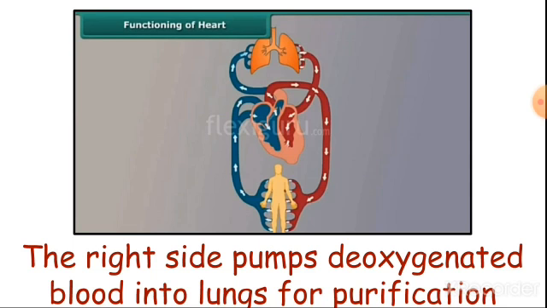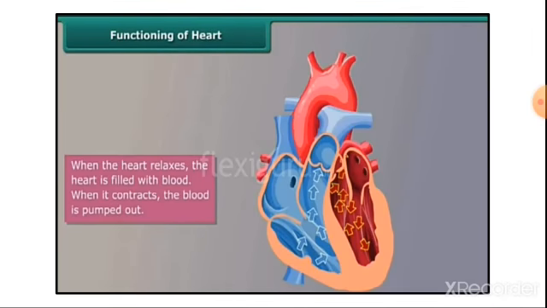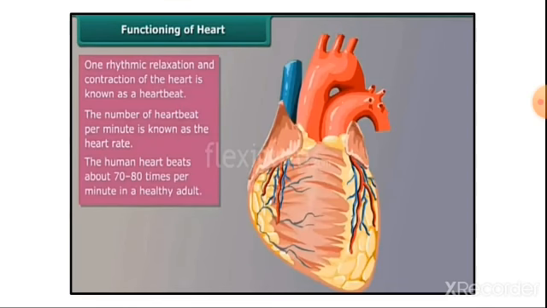The heart pumps blood through a rhythmic pattern of relaxation and contraction. When the heart relaxes, it is filled with blood. When it contracts, the blood is pumped out of the heart. One rhythmic relaxation and contraction of the heart is known as a heartbeat. The number of heartbeats per minute is known as the heart rate. The human heart beats about 70 to 80 times per minute in a healthy adult.